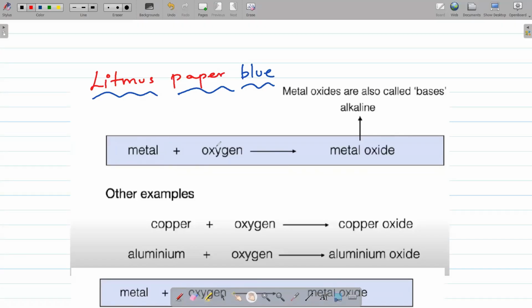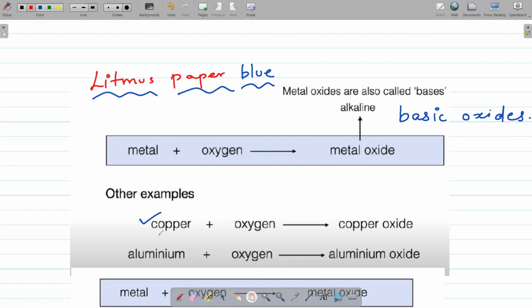Burning metals gives you metal oxides, and when you dissolve a metal oxide in water, it will turn red litmus paper blue. Remember, these metal oxides are also called bases, and they are alkaline in nature, so they are called basic oxides. Basic oxides are oxides of a metal that will react with acid to neutralize that acid.